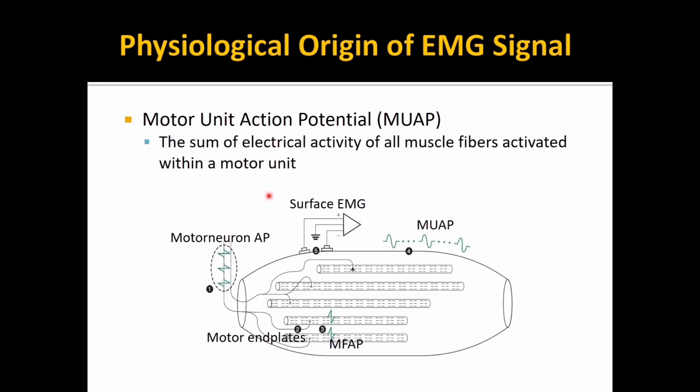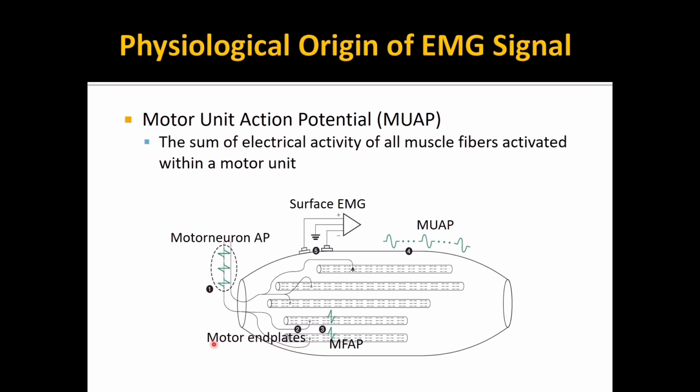Okay, now we can define motor unit action potential. The motor unit action potential can be defined as the sum of electrical activity of all muscle fibers activated within a motor unit. So this figure can help us better understand the motor unit action potential. Number 1 here, the motor neuron action potential, which is coming from the central nervous system. This can release acetylcholine stored in synaptic vesicles, as I mentioned earlier. And then number 2, the motor end plates here.